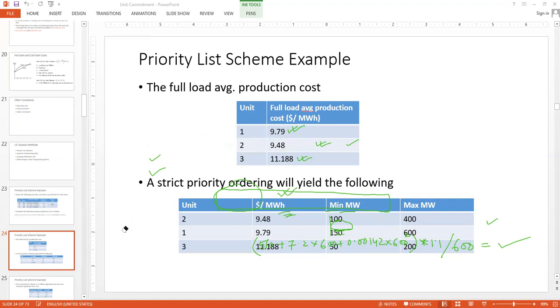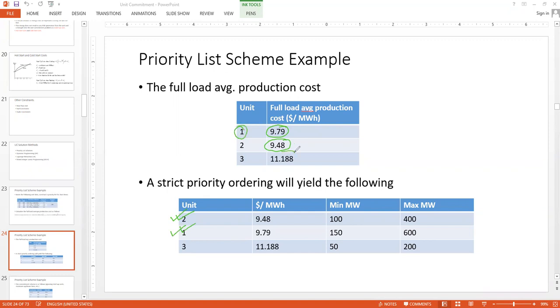While we prepare the priority list, of course, our priority should be given to the unit which has the lowest full load average production cost. Following this table, we can clearly say that this is the minimum, so unit number 2 should get the top priority. This is the second lowest cost, so unit number 1 should get the second priority, and the costliest unit should get the lowest priority among the units.